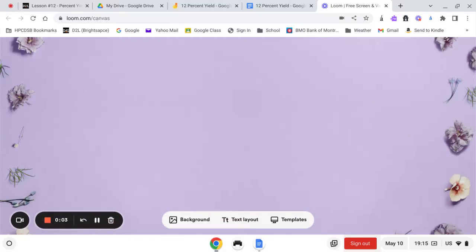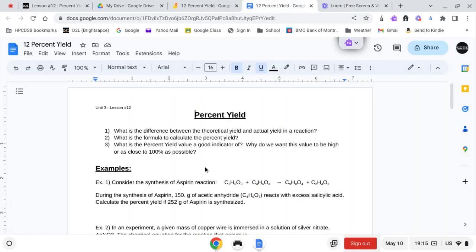We're going to do our last lesson for this unit that covers percent yield. So let's bring up our summary note. You have access to this, and there are 3 questions that we want you to answer. And these are based off of the formula to calculate percent yield.